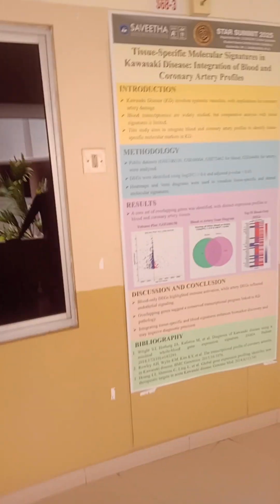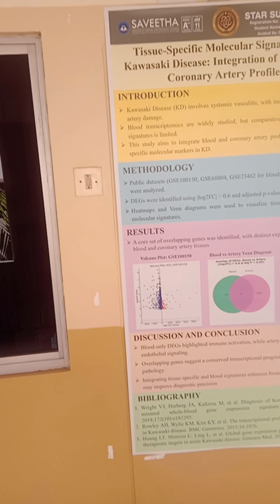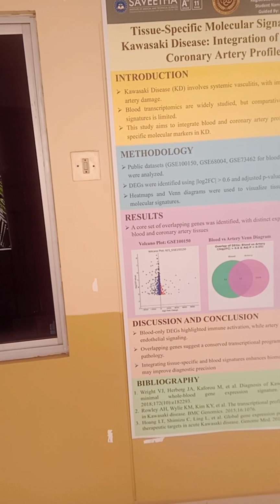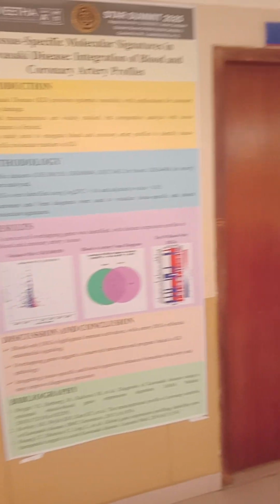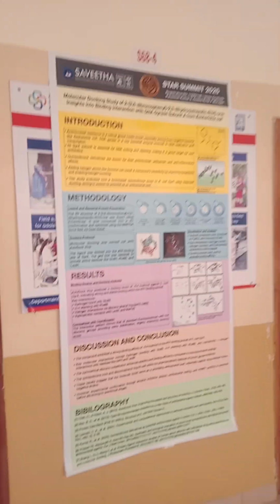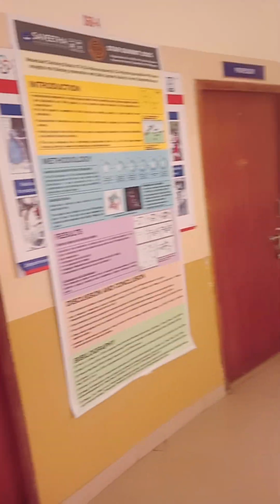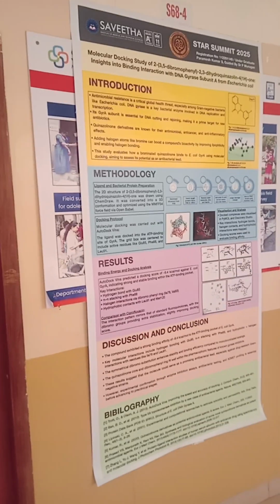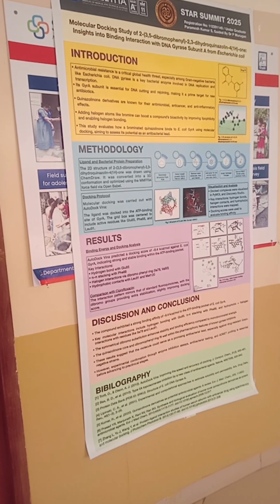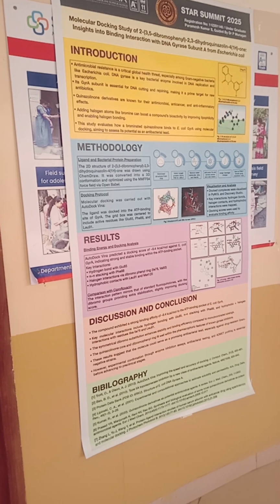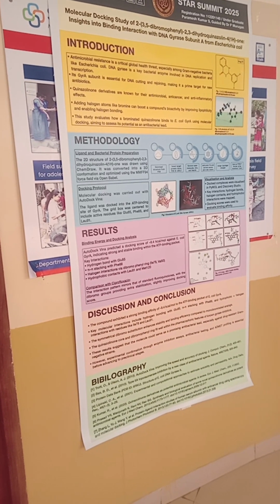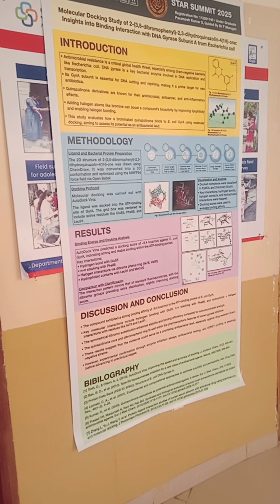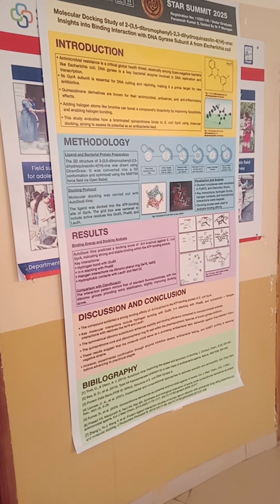The next poster is on tissue specific molecular signatures in Kawasaki disease, interaction of blood and coronary artery profiles by China Dorai China. Yes, moving forward, the next poster is presented by Pramesh Kumar, and the study is on molecular docking study of 2,3,5 dibromophenyl 2,3 dihydroxynazoline 1,4-H on insights into binding interaction with DNA gyrase subunit A from Escherichia coli, E. coli.